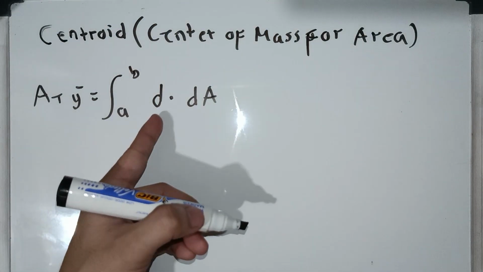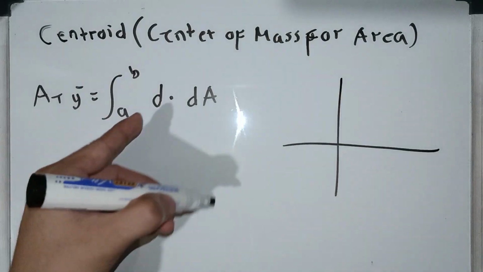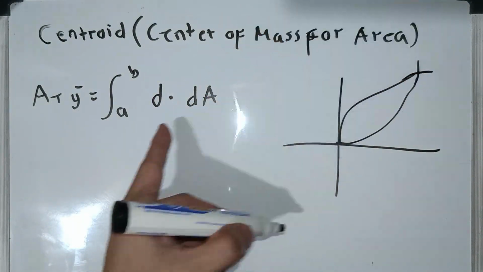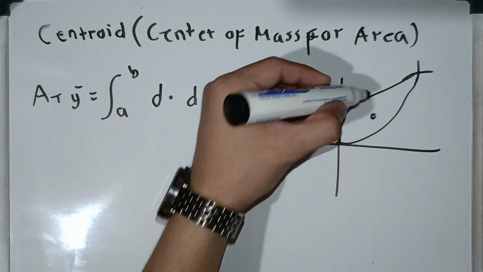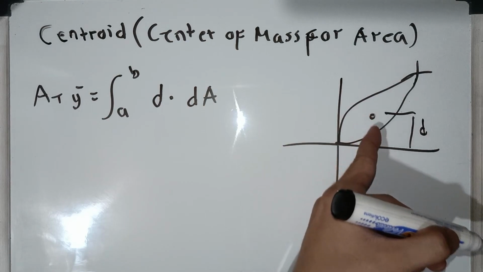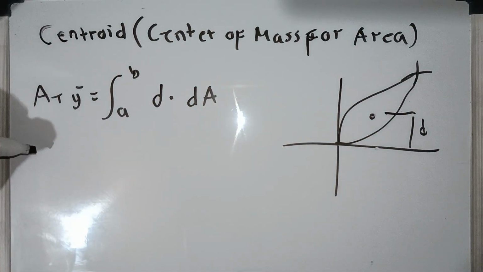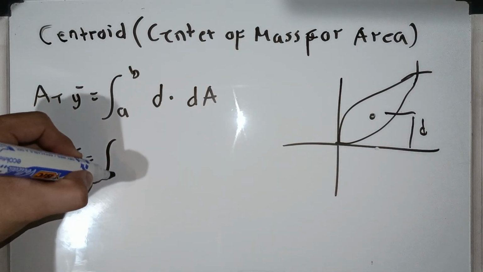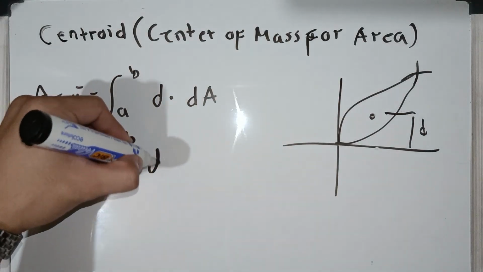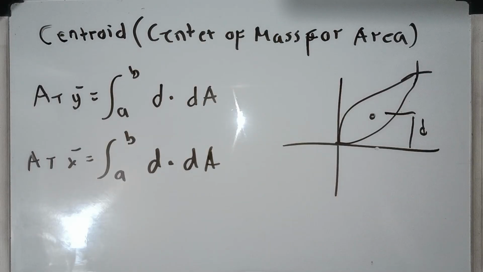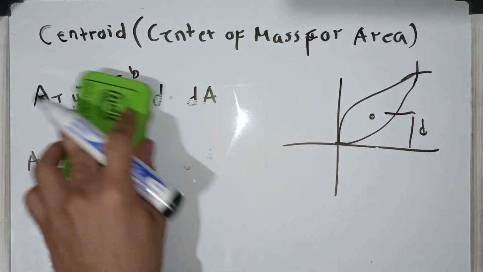So let's try first to get the value of this one. Let's use the graph. The d is the distance between the centroid to the axis. It's either to the x or to the y axis. So for the x bar, it is area total multiplied by x bar is equal to the integral from a to b of d multiplied by dA. Now that we have the formula, let's try to solve an example.